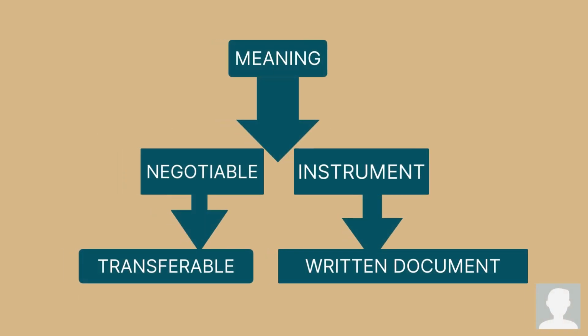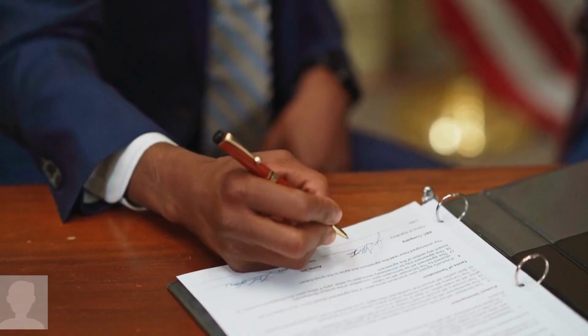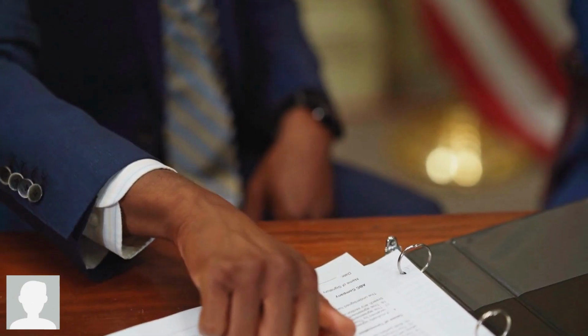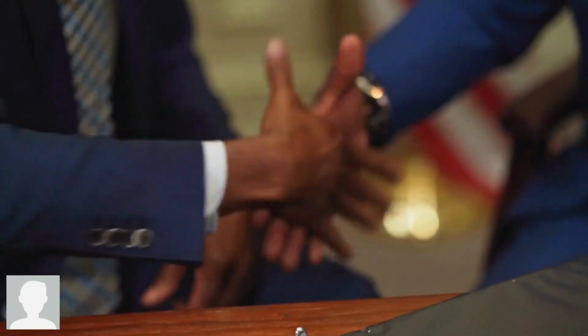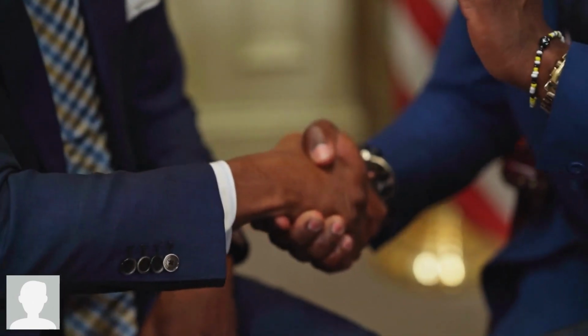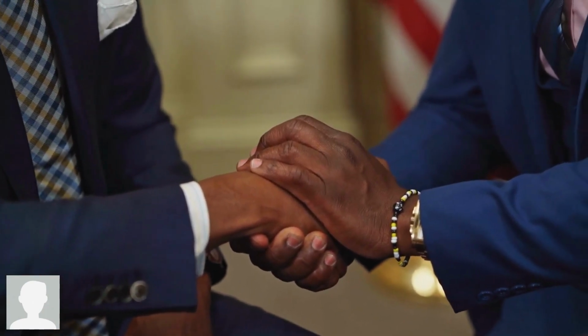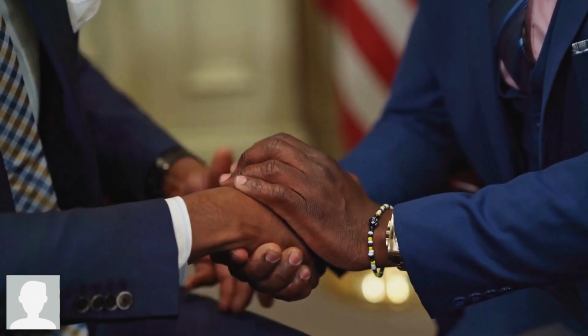Meaning of negotiable instrument. Negotiable means transferable from one person to another in return for consideration. Instrument means a written document by which a right is created in favor of some person and obligations are created on the part of another. A negotiable instrument is actually a written document and is transferable. This document specifies payment to a specific person or the bearer of the instrument at a specific date.